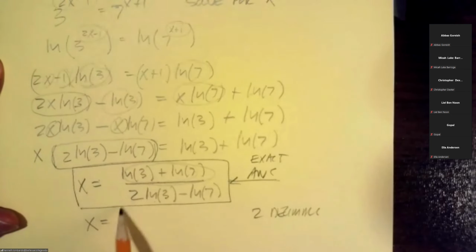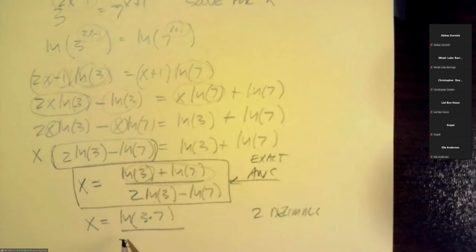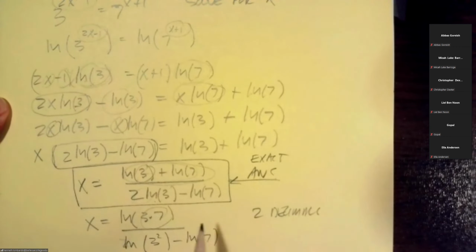The log of a product would be the ln of 3 times 7 for the numerator. And what do I have in the denominator? Do I have anything here? If I have 2 here, that becomes an exponent, doesn't it? So that becomes the ln of 3 squared minus the ln of 7. So x equals ln of 7 times 3, that's 21, over, and what do I have here?